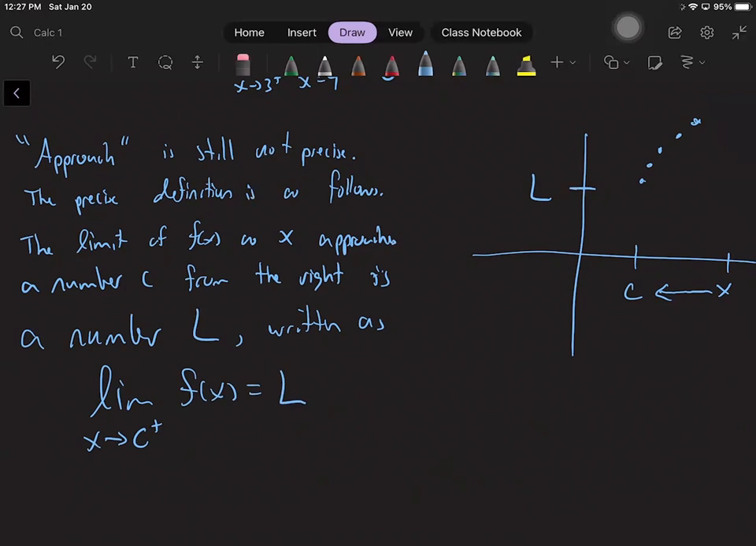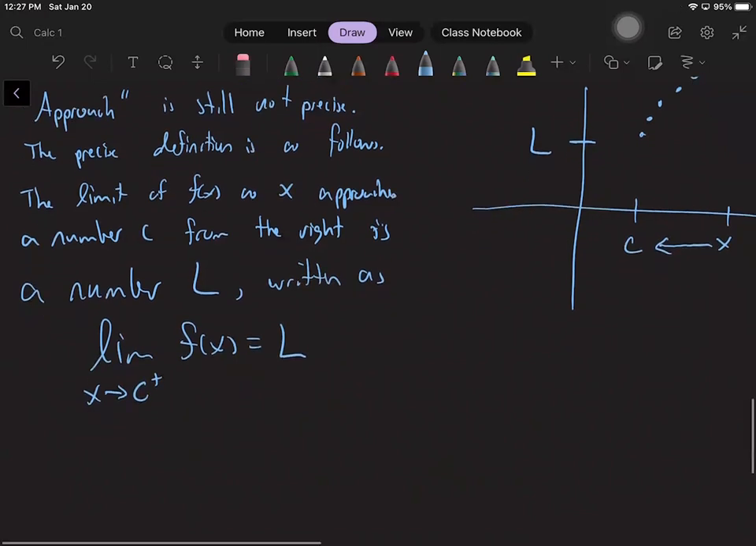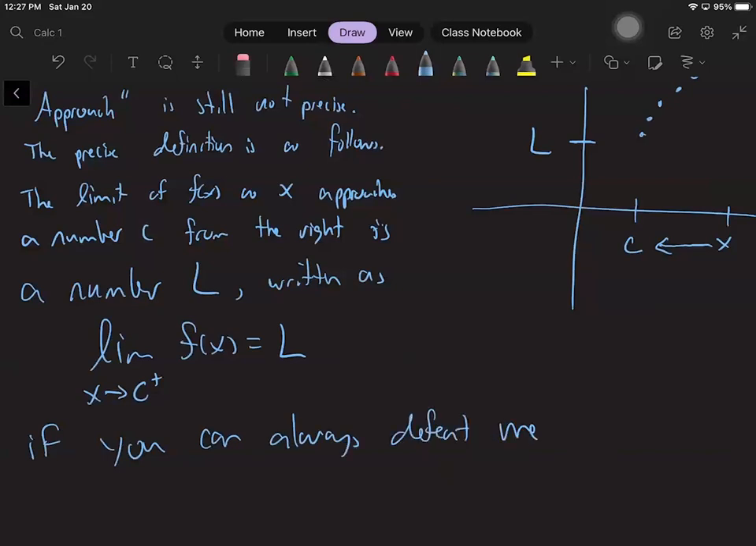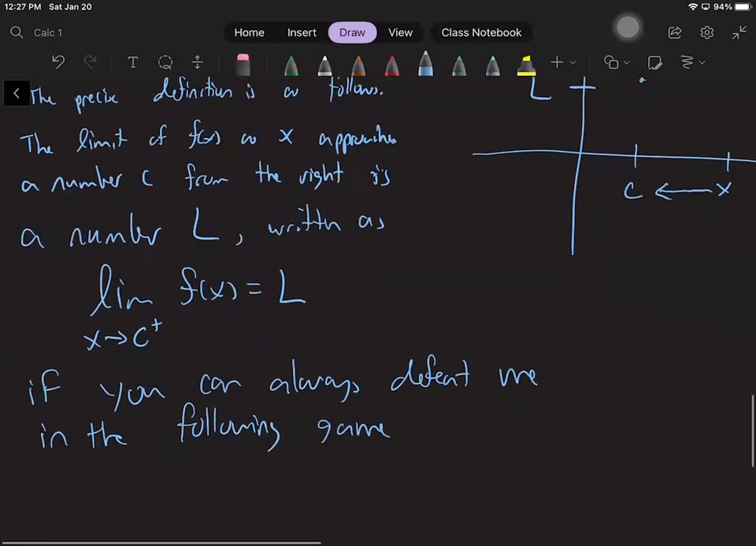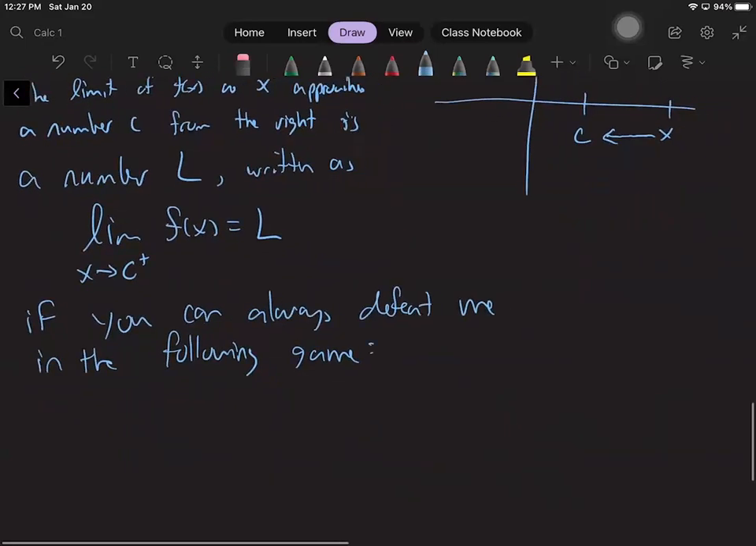Okay, that's the limit, but what does it mean to be the limit? It's sort of a game you have to play. If you can always defeat me in the following game. Okay, so this is really what it means for f of x to go towards L, for the limit to be L. Okay, here's how the game goes.